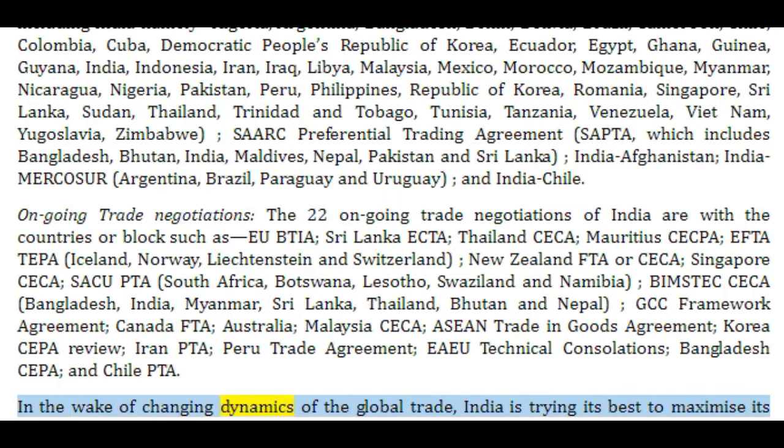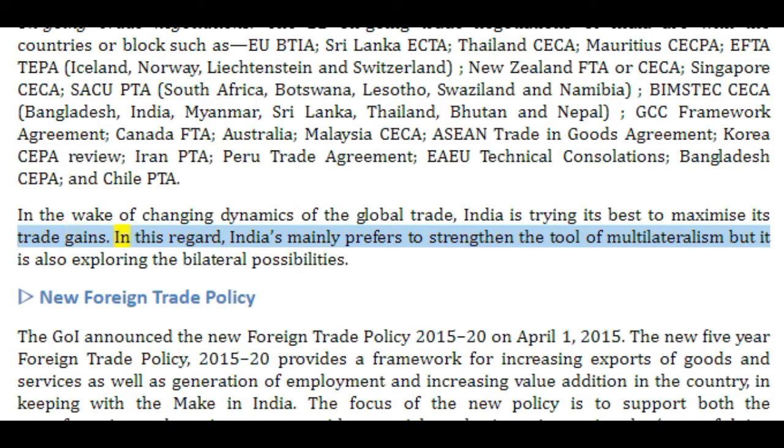In the wake of changing dynamics of global trade, India is trying its best to maximize its trade gains. In this regard, India mainly prefers to strengthen the tool of multilateralism, but it is also exploring the bilateral possibilities.